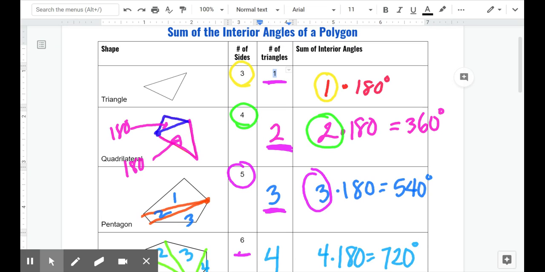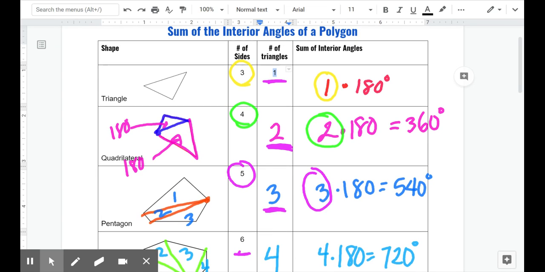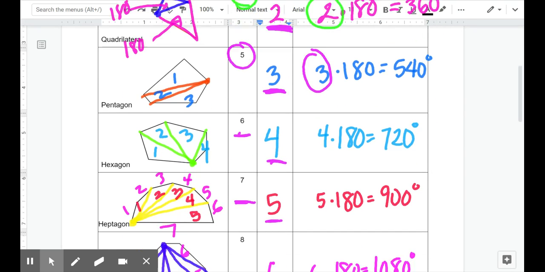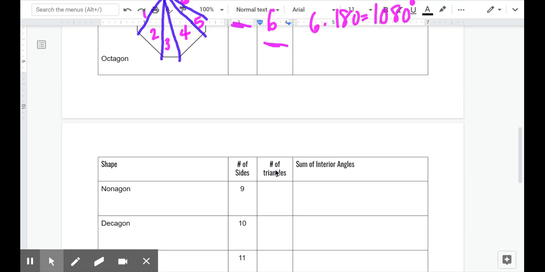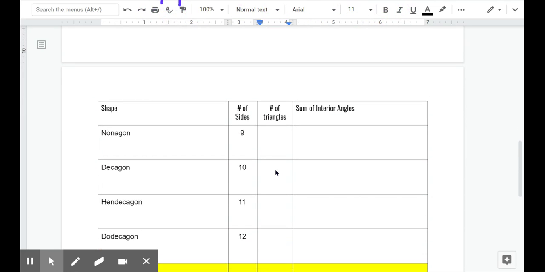3 minus 2 is 1. 4 minus 2 is 2. 5 minus 2 is 3. 6 minus 2 is 4, and so on. Okay, so let's use that pattern. We're going to go to the nonagon. And the nonagon, I love the name of this shape, the nonagon. So the nonagon has 9 sides. Now, based on our pattern of subtracting 2, I'm not even going to draw the shape. I know that I have to subtract 2. So 9 minus 2 is 7, which means that there are 7 triangles.